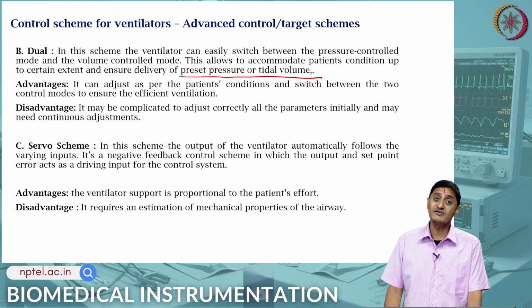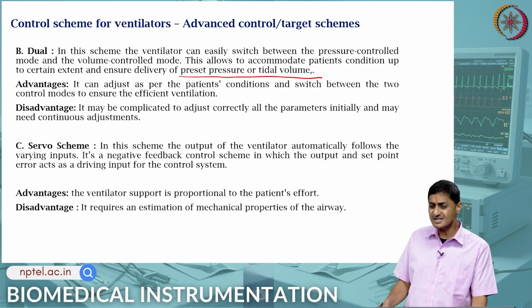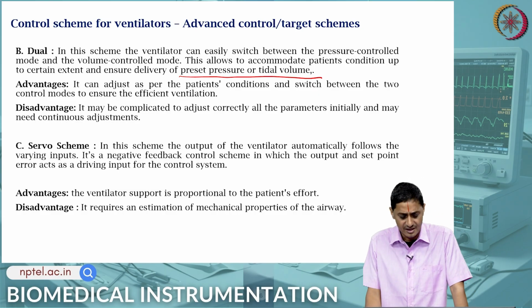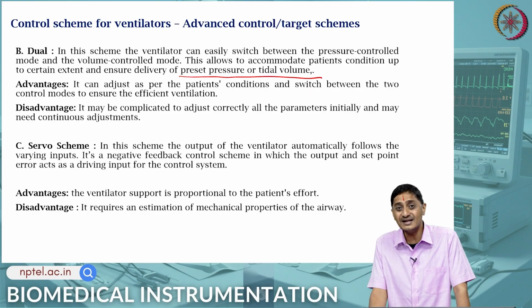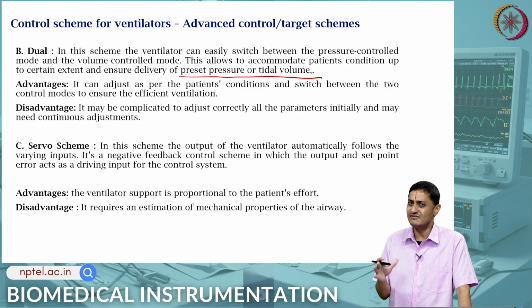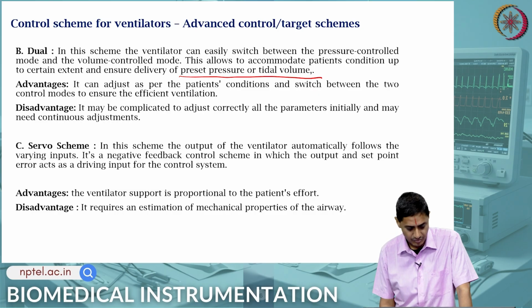So, you need to find a way to estimate the mechanical properties. What are these? There are only two, right? Resistance and elastance, compliance, right? So, these you actually do not know, but you need to estimate somehow, and that estimation must be relatively accurate, and that must go as an input to your servo control mode.